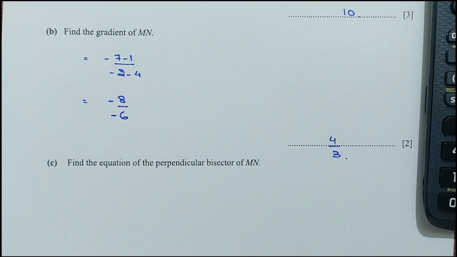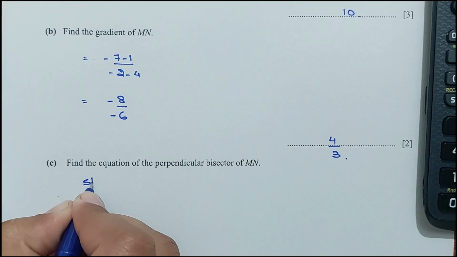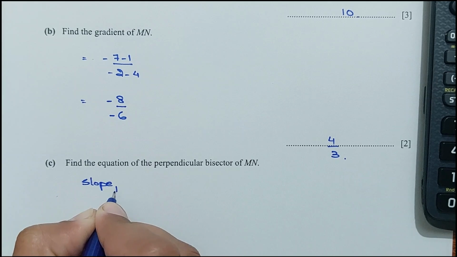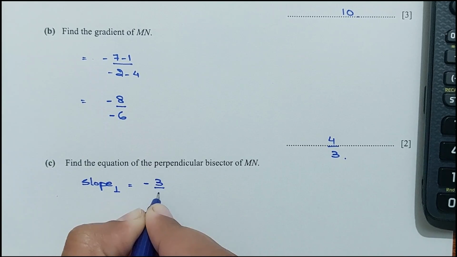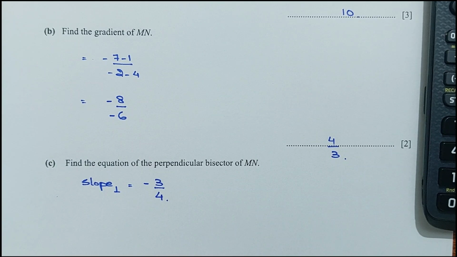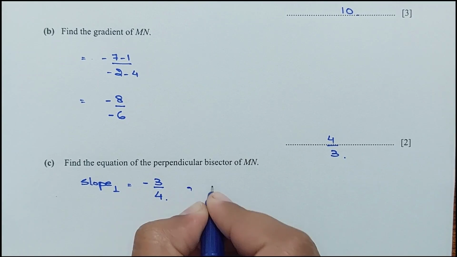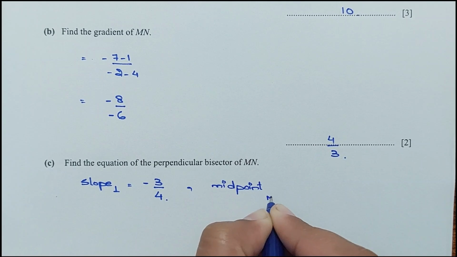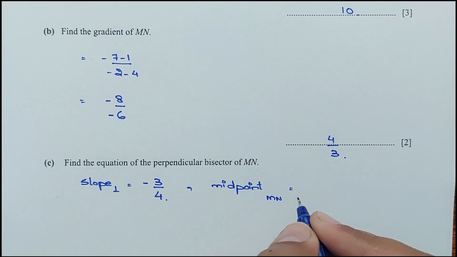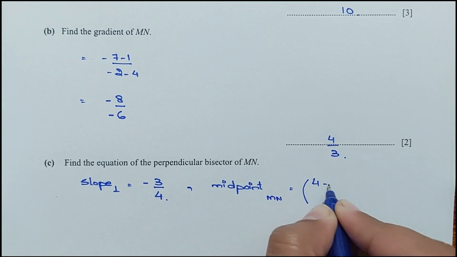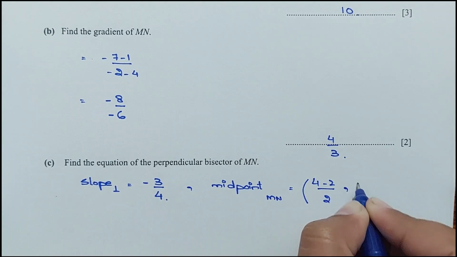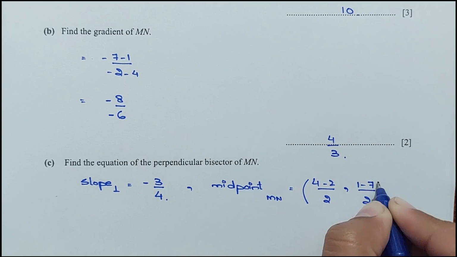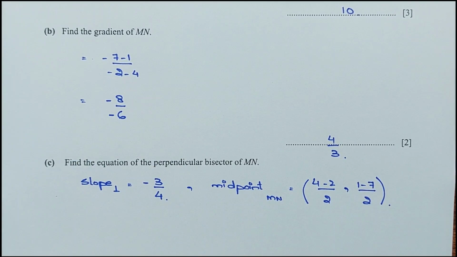Now for part C, find the equation of the perpendicular bisector of MN. For a perpendicular bisector, the slope should be the negative reciprocal. This should be negative 3 by 4, right? And we need the midpoint. We have to solve the midpoint of MN: adding the x components, dividing by 2, which is 4 minus 2 divided by 2, and 1 minus 7 divided by 2.